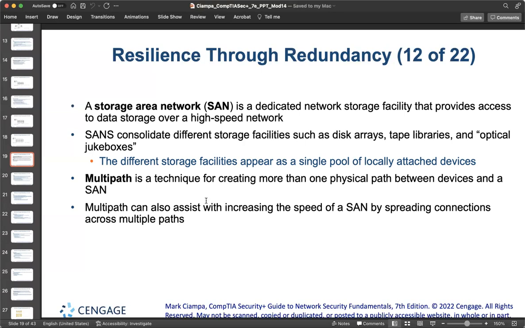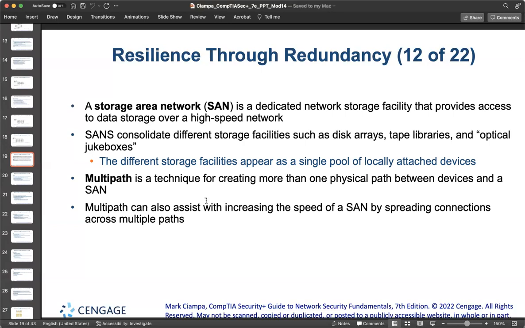One of the good examples for home use is TrueNAS, the free version of TrueNAS that you can take and have a storage area network generated in your home. SANs consolidate different storage facilities such as a disk array, tape libraries, optical jukeboxes, SSDs, flash drives, you just name it, into just one big pool.